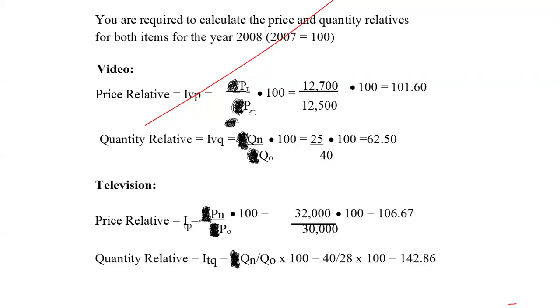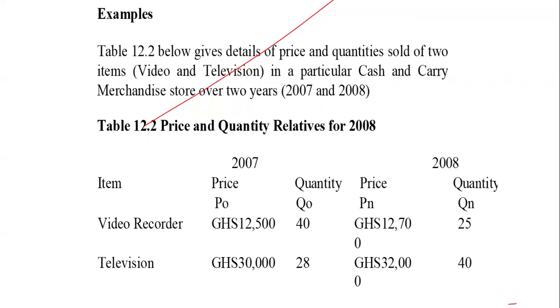So go to the table and pick these values. The price at the base time point, and then the price at some other time point. So Pn divided by P naught. If you are looking for price, you choose price. If you are looking for quantity, choose quantity. So be careful, you don't just pick anything. So the first one will be Pn divided by P naught.